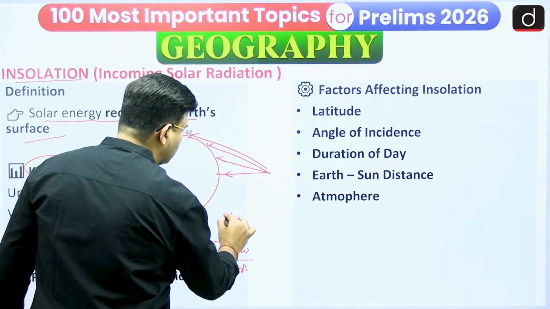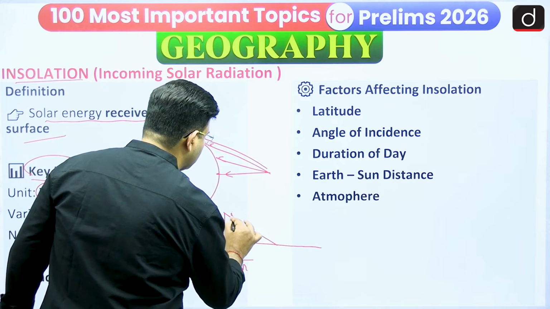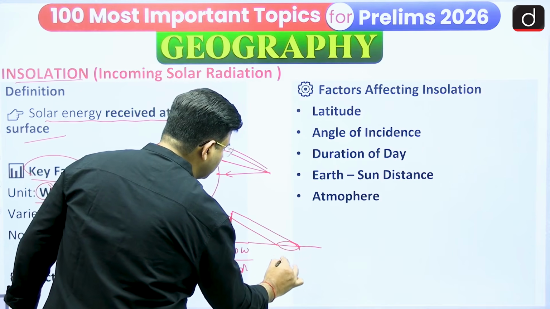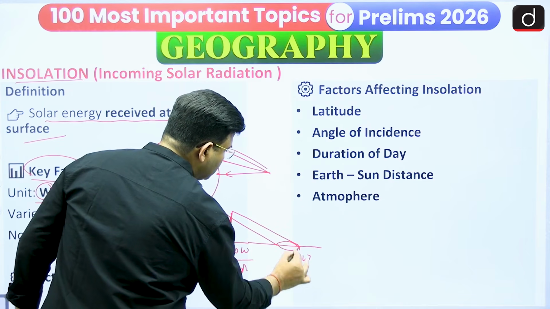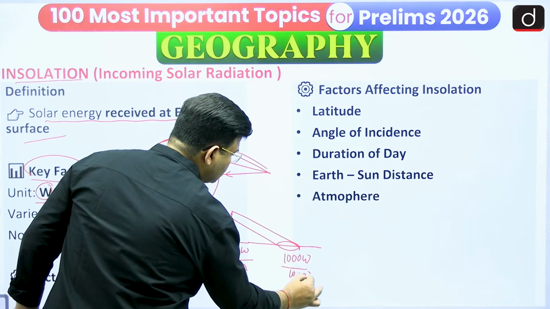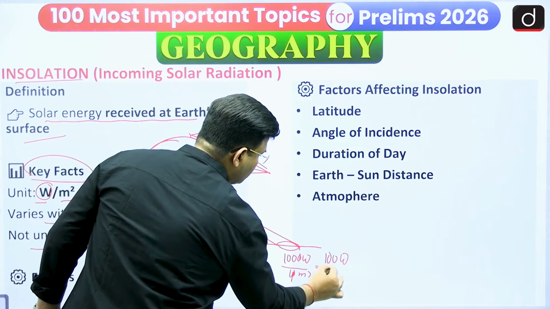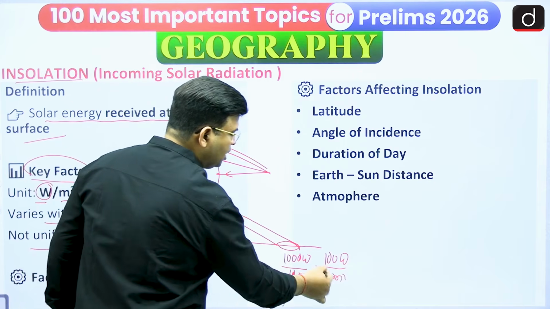And if the same rays are going in the slant form, the same 1000 watt is going into 10 square meters. So if I cancel the zero, it becomes 100 watt per 1 square meter. So here it will be more heated, and there it will be relatively less heated.